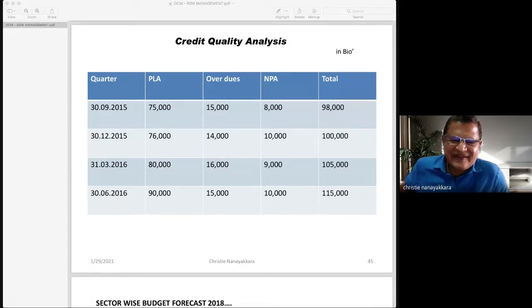Now we'll take the second quarter, that is 30th December 2015. Your NPA is 10 and your total loan is 100, so you have 10% NPA. Here, for the sake of learning, I am putting these as hypothetical figures. 10% NPA in a bank is a very high percentage, but for the purpose of learning only, we put this.